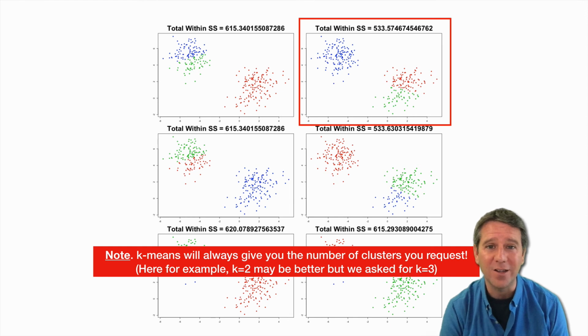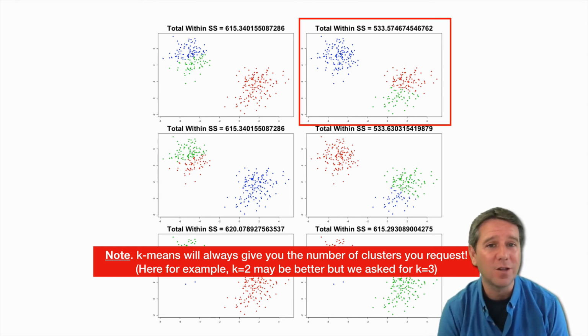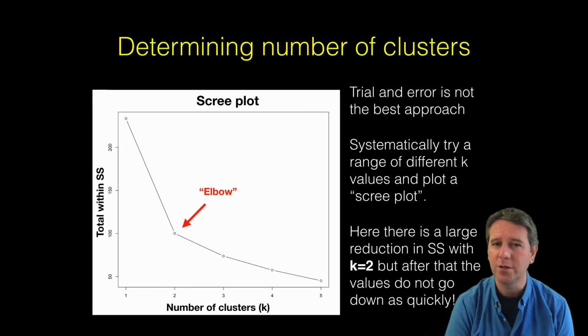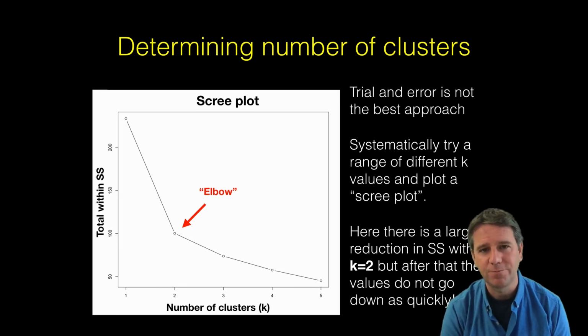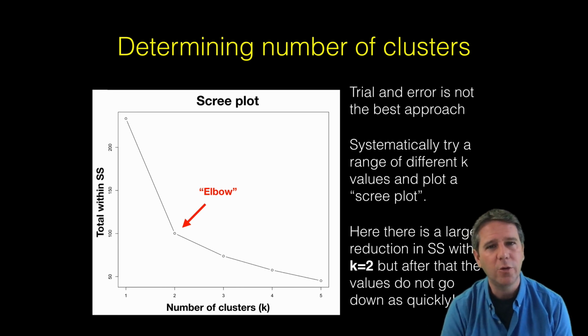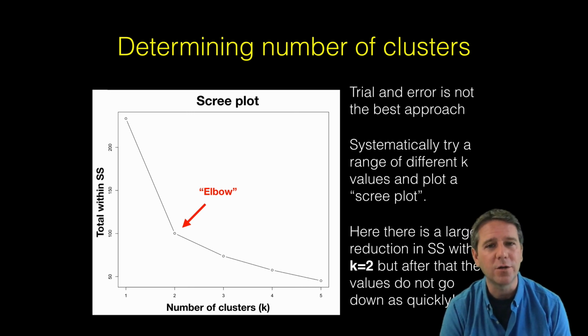So the warning here is that K-means will always give you the number of clusters you request, even if this doesn't make much sense. So it kind of imposes a structure on your data that you predefine in some respects. Then the question would be, well, how do we know what to ask for? What is a good number of clusters to ask for?